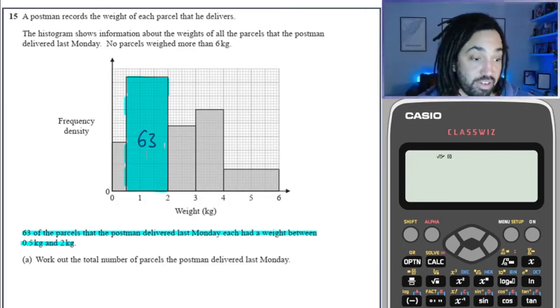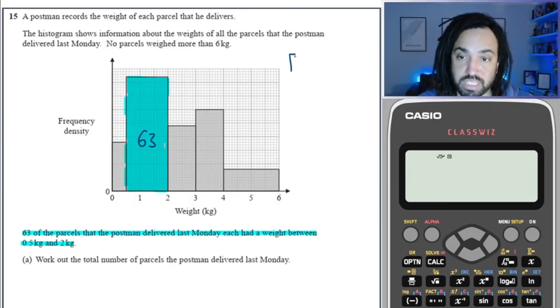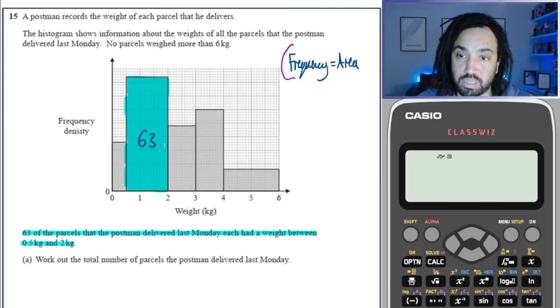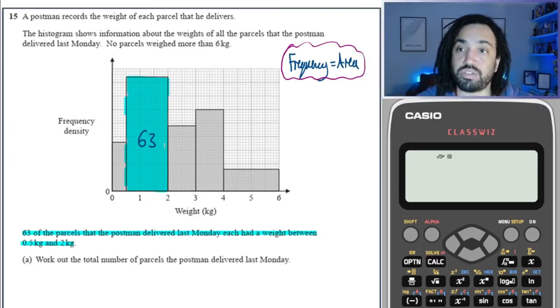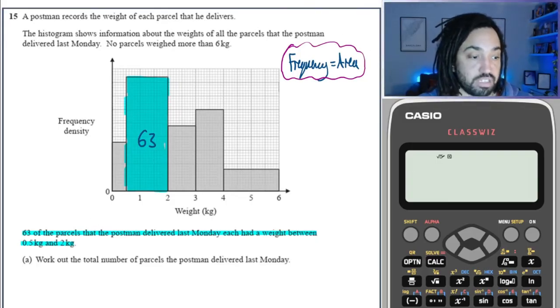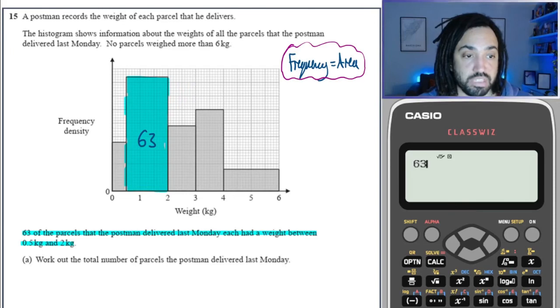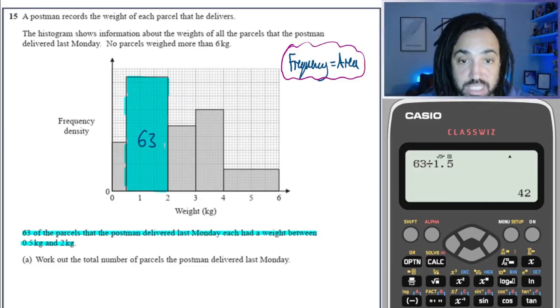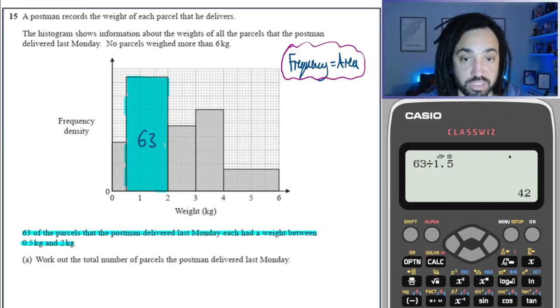So that's the area. And the second important thing that we need to know about histograms is that the frequency is equal to the area. So because the frequency is 63 there, the area is 63, which means I can do 63 divided by the width, which is 1.5. And that tells me that the frequency density, or the height of the bar, is 42.